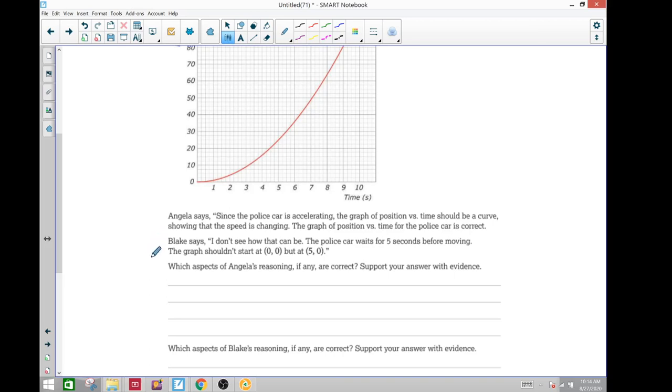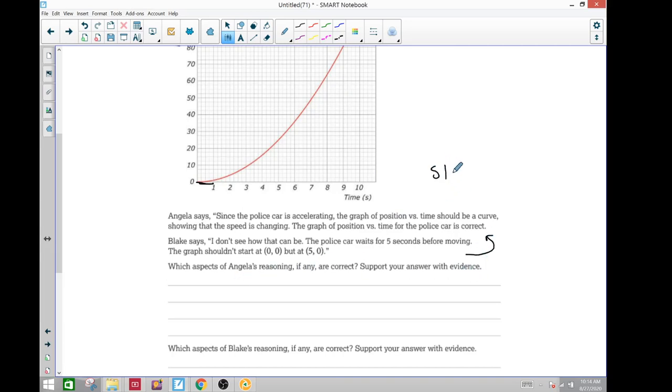Now, Blake says, I don't see how it can be. The police car waited 5 seconds before moving. The graph should start at 0, 0, but 5, 0. Okay. So everything here is correct. Really, this thing should be flat because he hasn't changed, then start to curve up. So she's correct, except she forgot the part that Blake mentioned. Okay. So it is going to be curved.